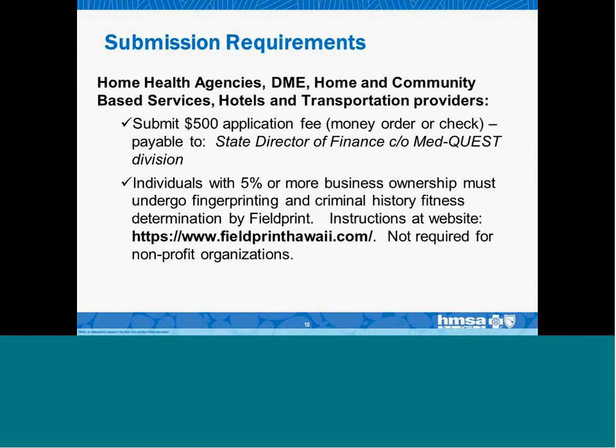In addition, home health agencies, durable medical equipment, home and community-based services providers, hotels, and transportation providers submit a $500 application fee. Individuals with 5% or more business ownership must be fingerprinted and have a background check completed by FieldPrint. And you can go to the website you see here for instructions.